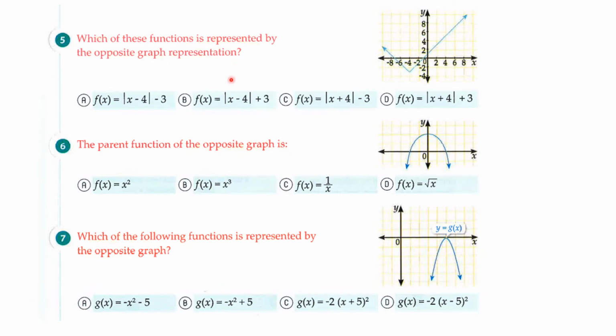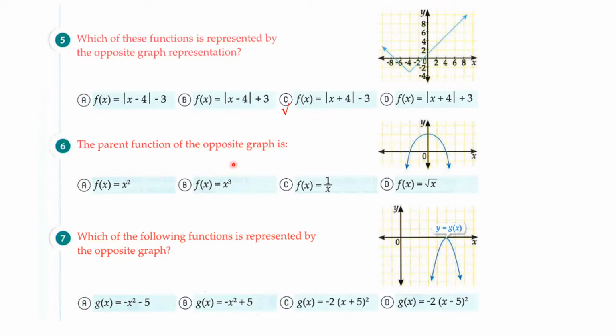Which of these functions is represented by the opposite graph? First of all, it's an absolute value and all of them are absolute values. And what happened to it? Basically, it was at 0, 0. It went to negative 2, negative 4. It went 4 units to the left. So it must be C or D, a plus 4 inside. And it went 3 units down. So it's clear it should be C.